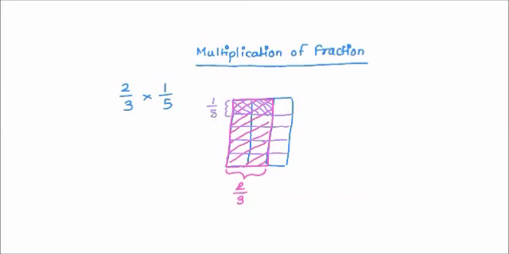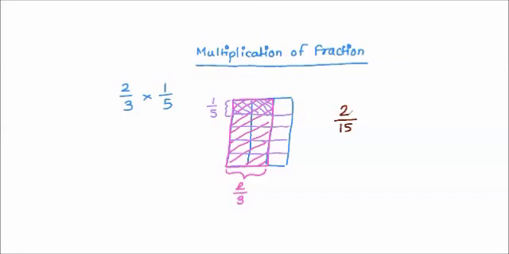Now let's count the small squares. The total we have is 15 small squares. So the total number of parts in the whole comes as the denominator. So the denominator we have is 15. And how many small squares have both the colors? We have only 2 of them with both the colors. So 2 upon 15. So that is the answer we are getting.